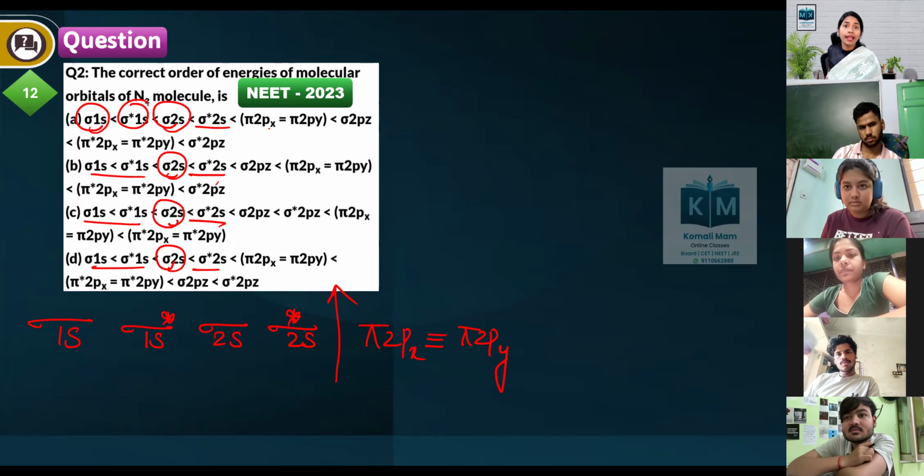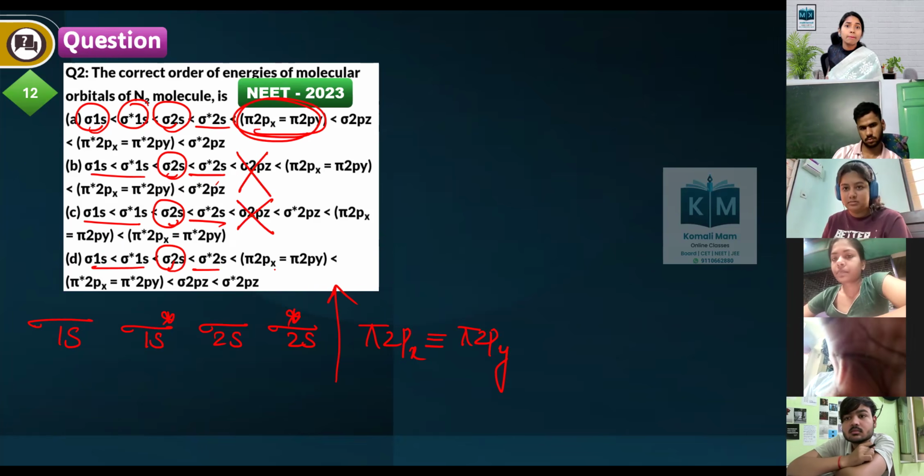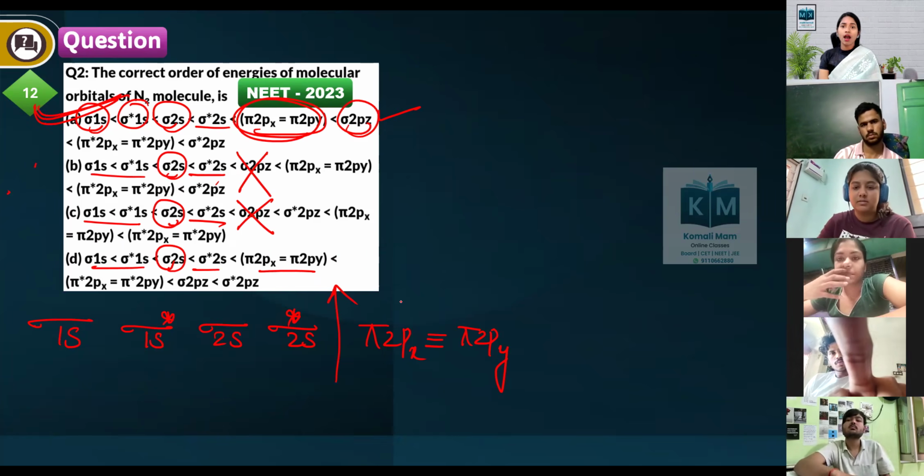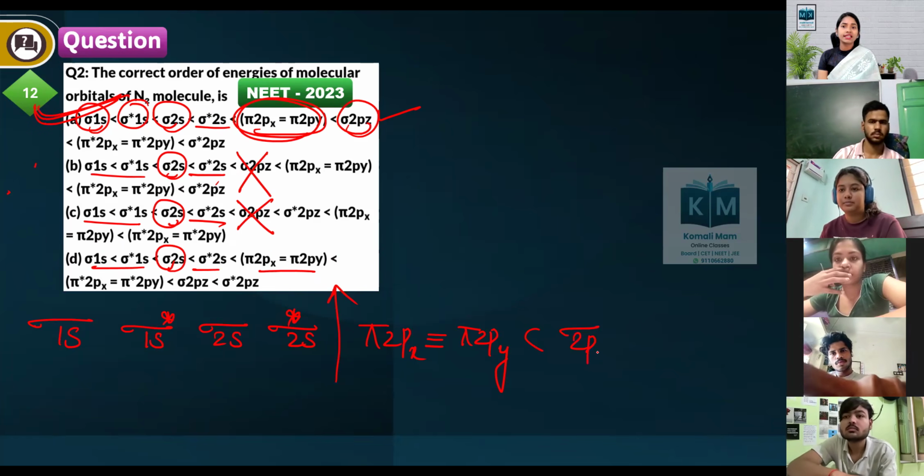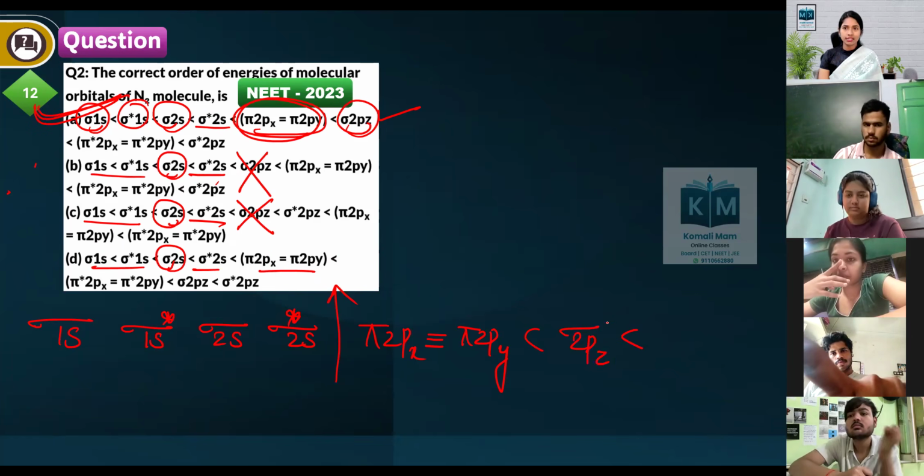Okay. Next pi 2px. This is correct. Sigma 2pz should not be here. Pi 2px, pi 2py. Okay. This is also correct. After that, sigma 2pz. This is correct. So option A is the correct answer. Pi, after that sigma 2pz. Then only pi star will start.